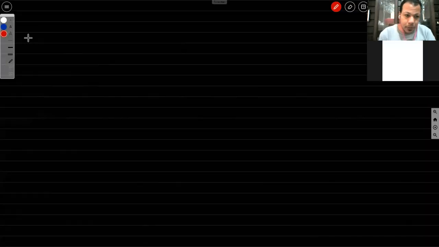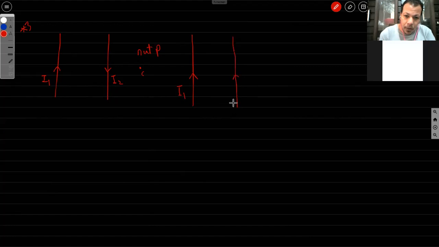The third trick. If we have two wires carrying current in opposite directions, so here I1, here I2, and there is a neutral point here. So he said that the neutral point is at point C. I mean that at C, B total is equal to zero, or B1 is equal to B2. If we reverse it, I2, B total will equal what at C?